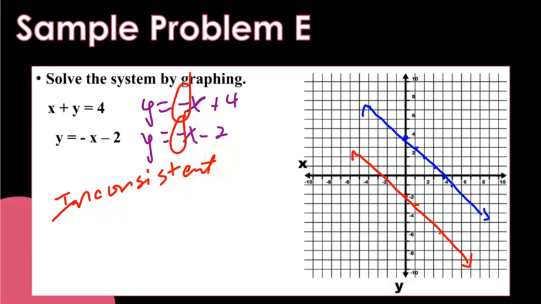Inconsistent because they don't cross. It's not independent or dependent. You can only use those if they cross, because independent means they cross once, dependent means they cross many times. So this one would be a no solution because they never cross. There is no x value where they cross.